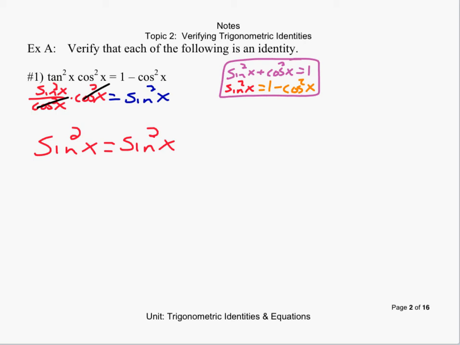Questions on number 1? Pardon me? I think you're referring to this part right here. Is that correct? If you notice over here, 1 minus cosine squared of x is the same thing as sine squared of x. We just replaced it.